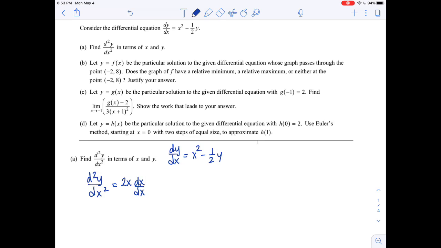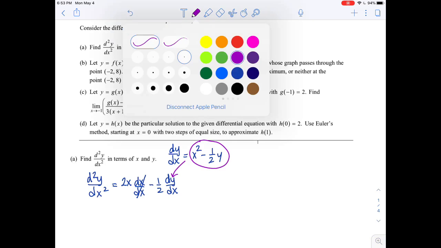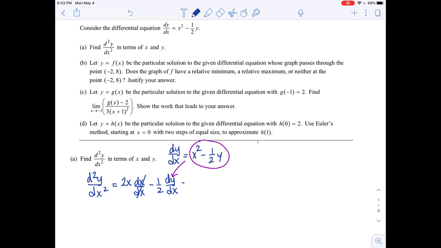So the derivative of x squared would be 2x, but you follow that up with dx because you're taking the derivative with respect to x, minus 1/2, and this is the really important part, dy/dx. While the dx goes away, the dy/dx you need to replace with this expression. So you should end up getting something like 2x minus 1/2, and then you bring this whole thing down, x squared minus 1/2 y.